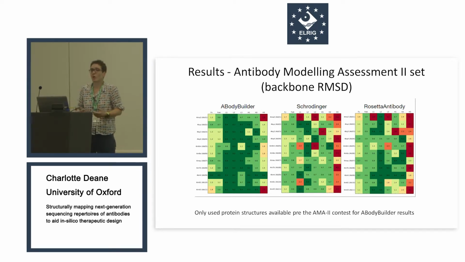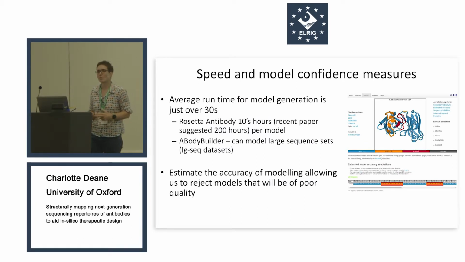So the question is now, why have I bothered telling you about a tool which I've said is quite nice, and works as well as everyone else's? Well, it's for two reasons. The reason we built this tool was to get these two facilities within it. One is speed. The average runtime for model generation is just over 30 seconds. That's good. We can actually do it faster than that now. Rosetta antibody is tens of hours at their best estimates. A recent paper suggested you needed 200 hours per model. What that means is that if you had an IG-seq data set, you can't model it with Rosetta antibody. Nobody's got a big enough computer. You can model a few thousand with a pretty big computer. What we can do is model it.